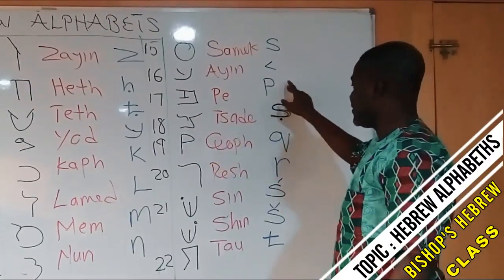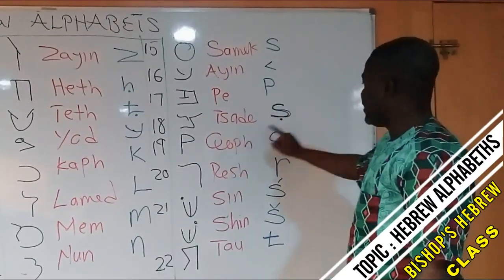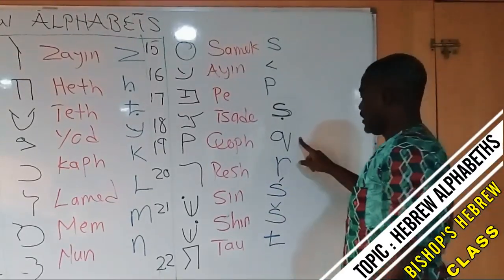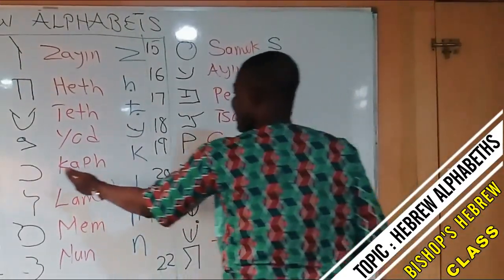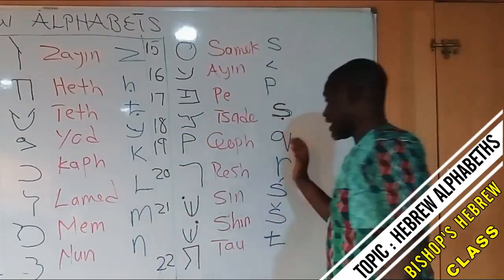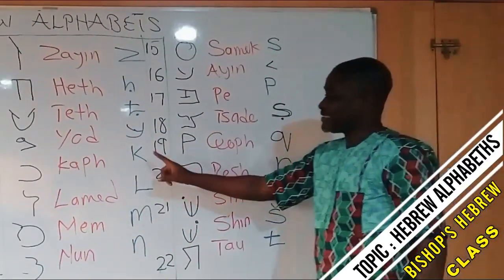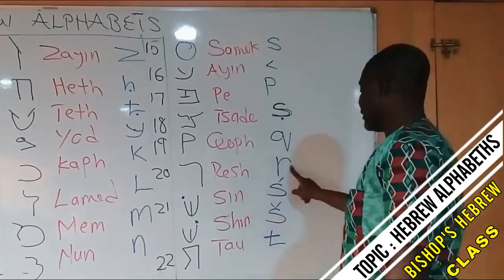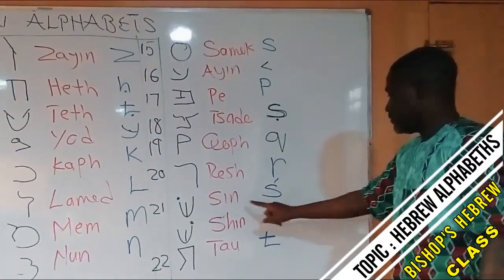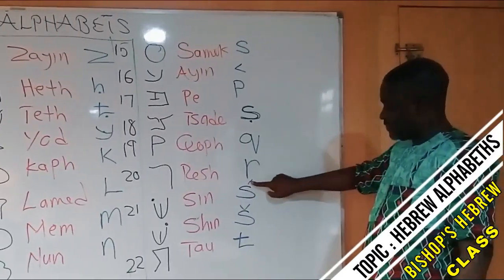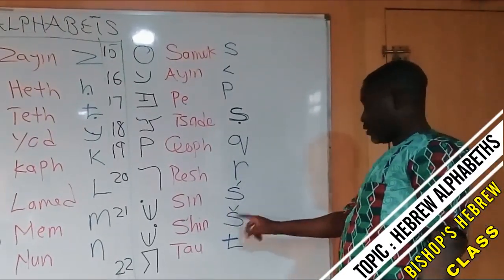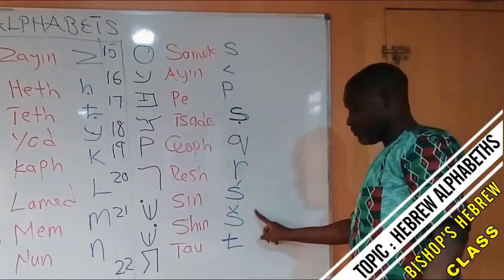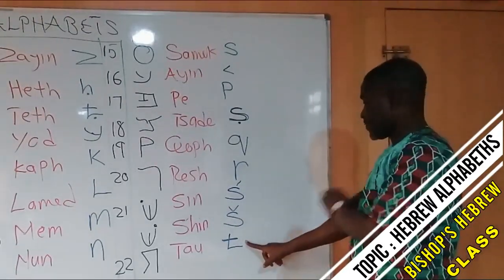Then you have Pe, which stands for P. Sade, which is an S with a dot under. Kof is a Q. Sometimes people write Kaf as K and also Kof as K. But Kaf is better as K, while Kof is better as Q. Then Resh, which stands for R. Sin, which is an S with a slant sign on top of it, then Shin, two slant signs on top of it, then Tau, which is the last letter.